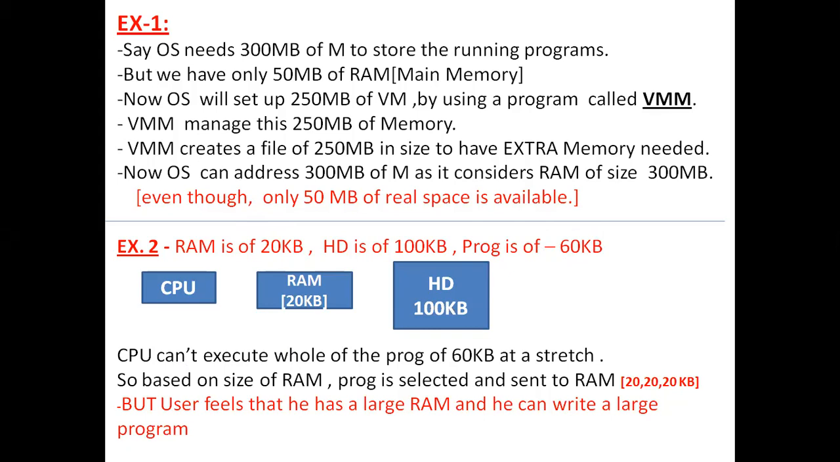Hence, what we do is, this 60 KB program will be broken down into 20 KB, 20 KB, 20 KB parts. Each part of 20 KB will be loaded into the RAM, and the CPU can access the RAM and execute a particular part of the process. In this case, the user feels he has got a large amount of RAM. Even though the RAM size is 20 KB, I will be able to execute a process or program of size 60 KB.